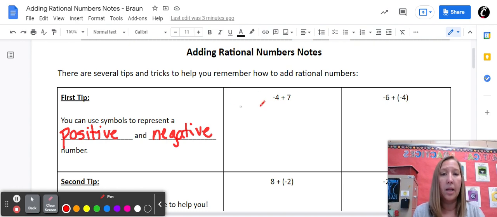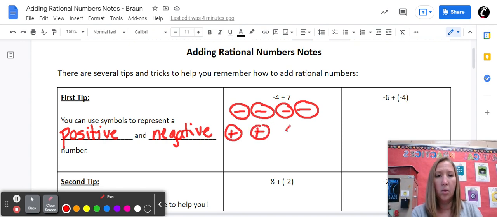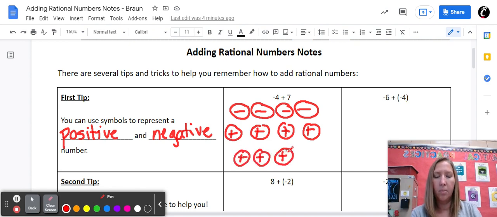So over here I have the problem -4 plus 7. So to show this, I'm going to actually go through and show negative and positive symbols. So I am going to make -4. So I'm just going to make little chips almost. So I'm going to put a negative symbol inside a circle. This is showing that I have four negative chips. And then I'm going to make positive chips. I'm going to do that just by putting a plus sign inside the circle as well. So I've got 1, 2, 3, 4, 5, 6, and 7.